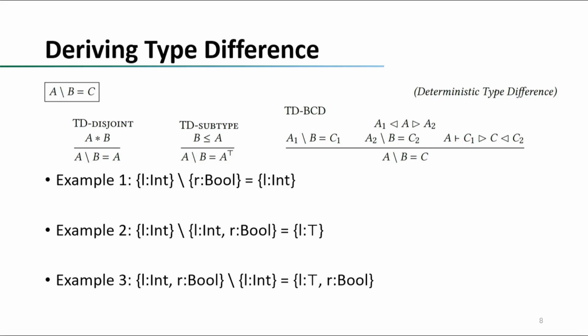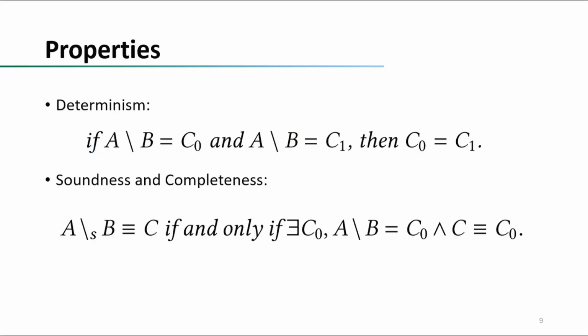After subtraction, we compose the result according to the shape of type A, which is a multi-field record, to get the final result, which is L top arbor. It is equivalent to the type arbor in the BCD subtyping system. And that is the type difference we want to propose. And here are the properties of it.